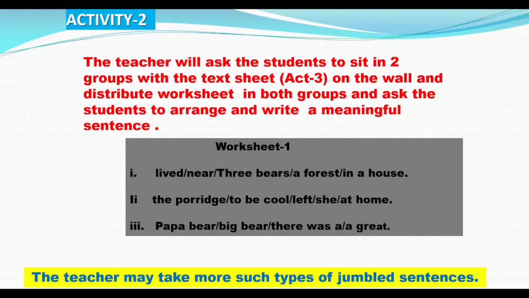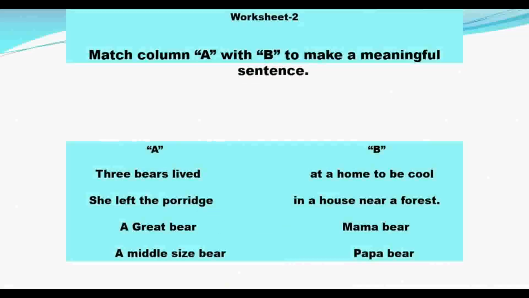The teacher may take more such types of jumbled sentences. Thank you. Next, worksheet 2. Match column A with B to make a meaningful sentence. Here are two columns. In A, there are some sentences and there are also some sentences in B. And you have to make a meaningful sentence after matching the columns.